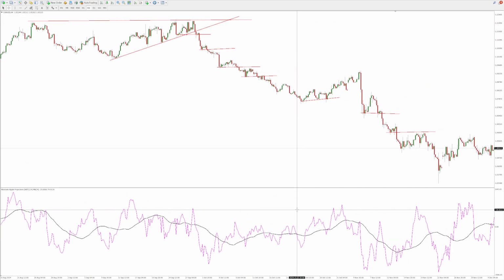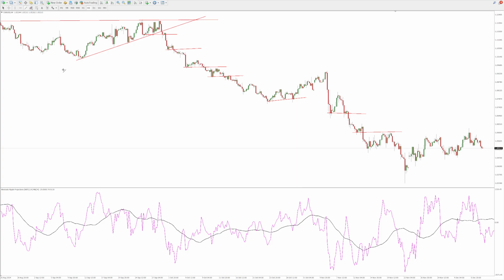Another thing that you can look for in the indicator is divergence. So as it makes lower highs, this can suggest a bearish market. As it makes higher lows, this can suggest a bullish market, as we had temporarily here.